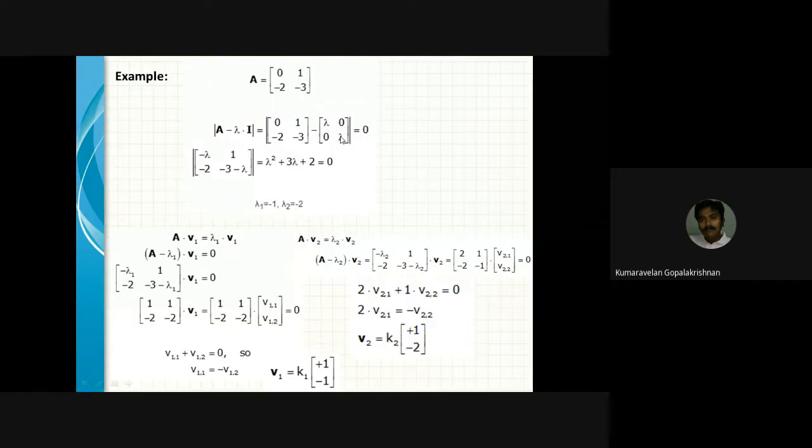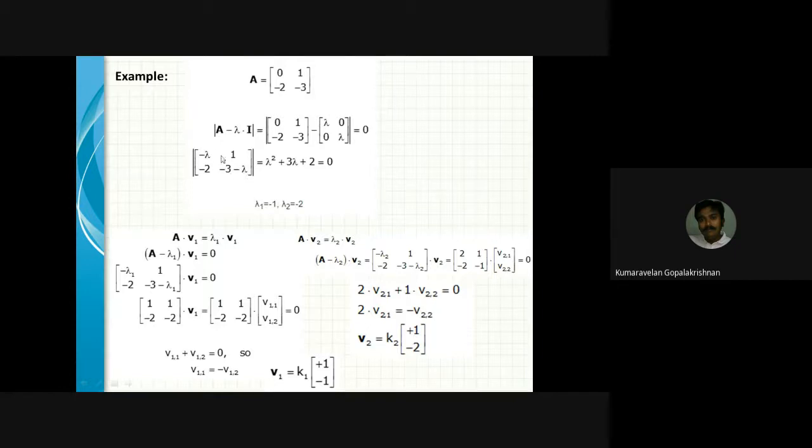Now what am I going to do? I'm just going to do matrix subtraction. That is 0 minus lambda, that is minus lambda. 1 minus 0, that is 1. Minus 2 minus 0, it is minus 2 only. Minus 3 minus lambda. Okay, fine. So now this is my given matrix. Now I have to find out the determinant value.